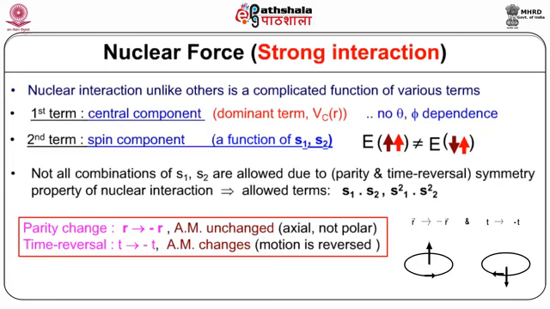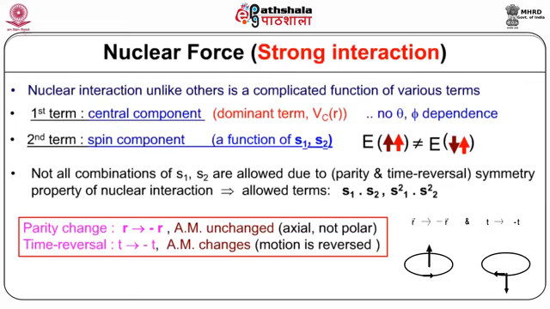So the first term is the central component, which doesn't have any dependence on theta and phi. The second term in the nuclear interaction is the spin component, which is a function of S1 and S2. Not all combinations of S1 and S2 are allowed, due to the parity and time reversal symmetry properties of nuclear interaction. Allowed terms include S1 dot S2 and S1 squared dot S2 squared.